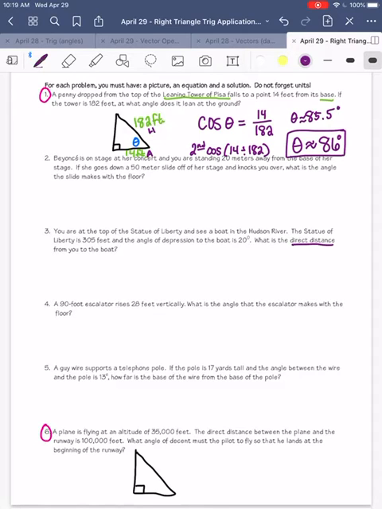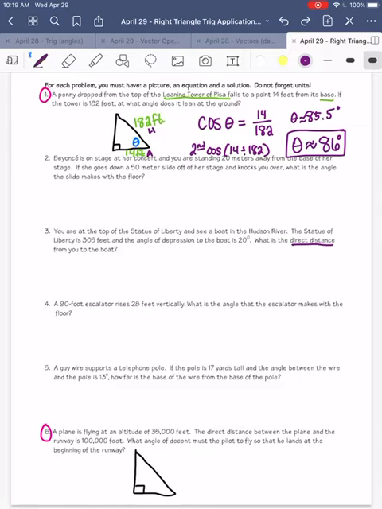Number 4 says a 90-foot escalator rises. Let's be careful here, because an escalator in the mall kind of goes like this, right? So you can draw your triangle like that if you want, or you can just continue to leave it like this. But no, this is the escalator. When it says vertically, we're talking about that distance. And then it's talking about the angle, so you are looking for an angle there.